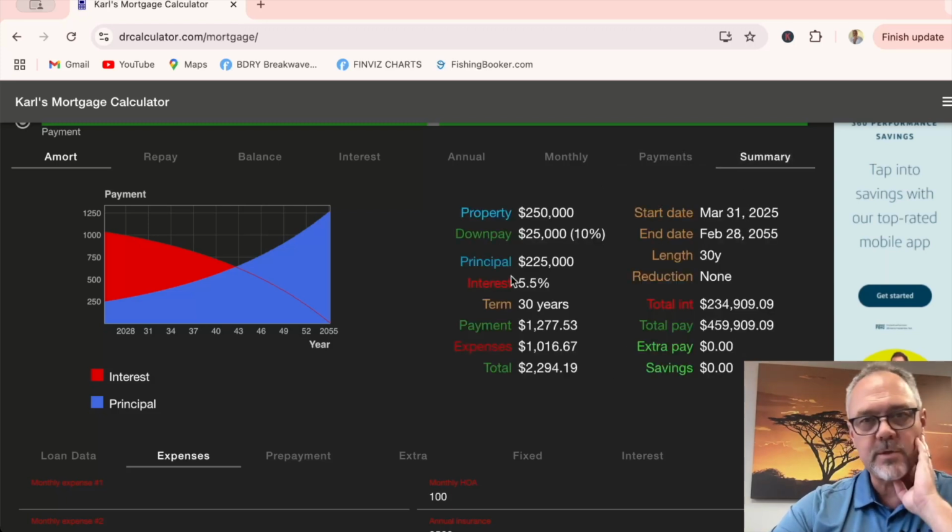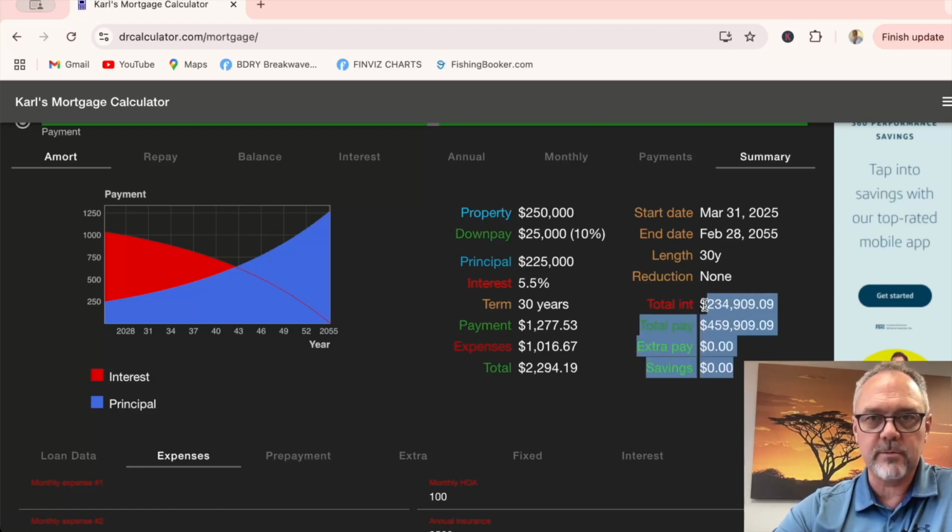Okay, so same information right here, and you'll see payment amounts, everything stays the same on this left side, and it just shows you on the right side here the start date, the end date, the length of the terms, total interest that's paid. So if you financed $225,000, you're going to pay $234,000 back to the bank for interest right there, $234,000.